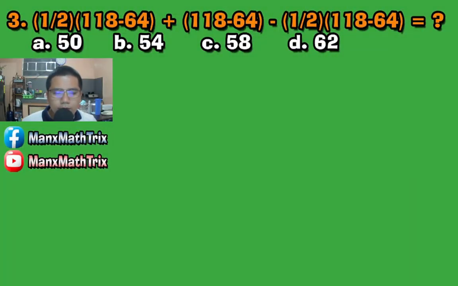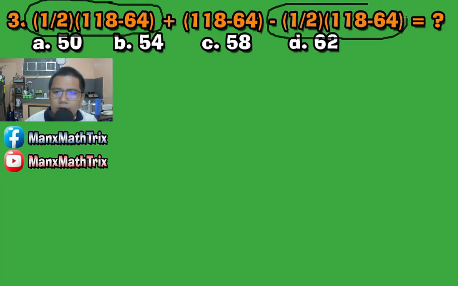Problem number 3. Evaluate this problem. 1/2 times 118 minus 64 plus 118 minus 64 minus 1/2 times 118 minus 64. So, this problem is a perfect example wherein gagamitan nyo muna ng careful analysis before proceeding sa actual solution. As you can see, these two statements here are equal. This one and this one. Equal lang sila.